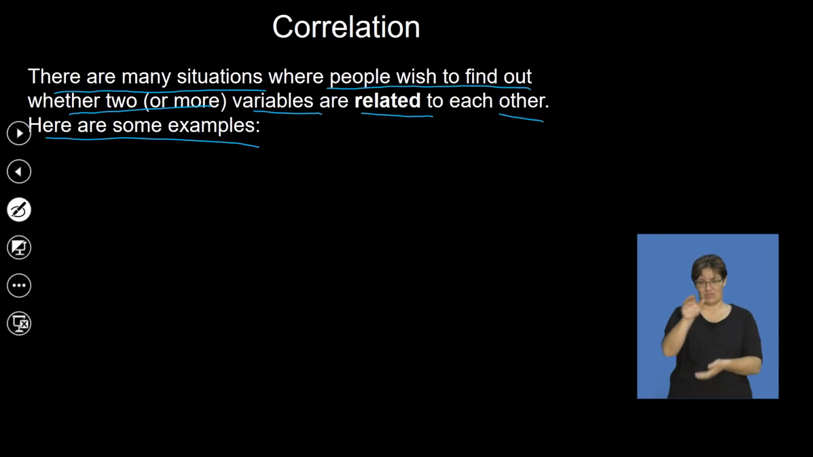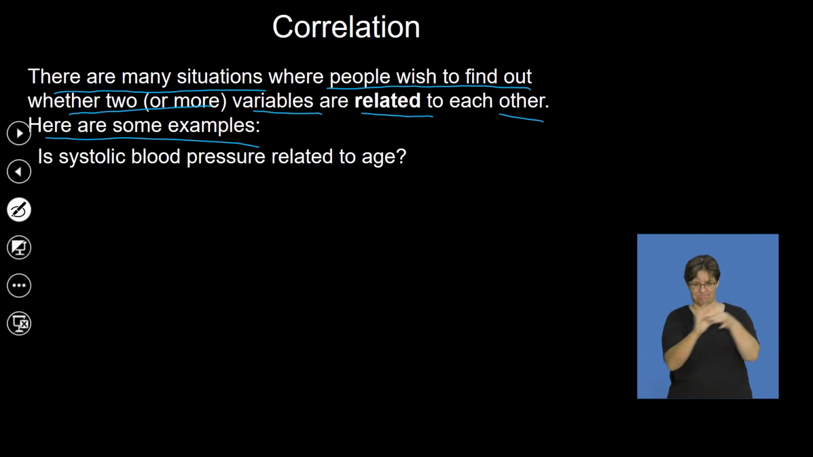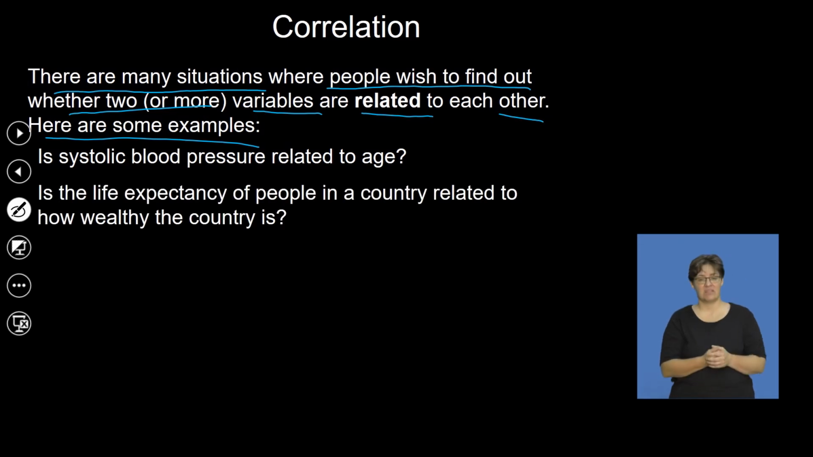Now let's look at some examples of correlation. Is systolic blood pressure related to age? It's a question. Having data, we're able to answer that question. These are some of the questions we can answer using data. What about, is the life expectancy of people in a country related to the wealth? Do we know that?